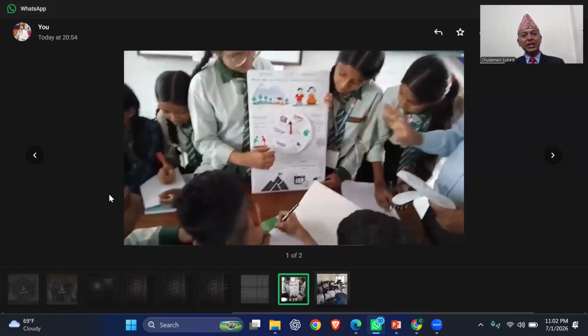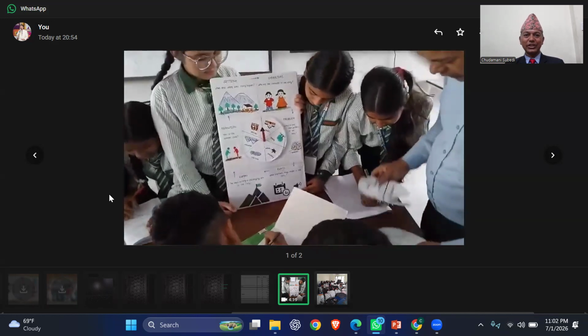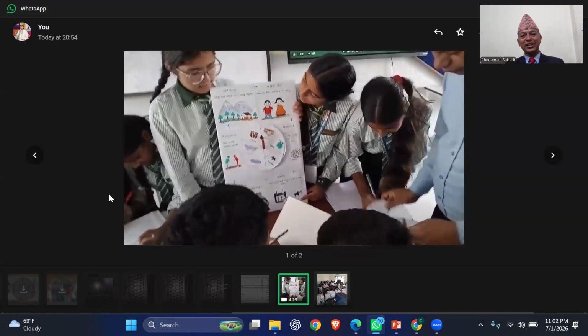The students are spinning the wheel. The students, they have written what is in the place of setting.